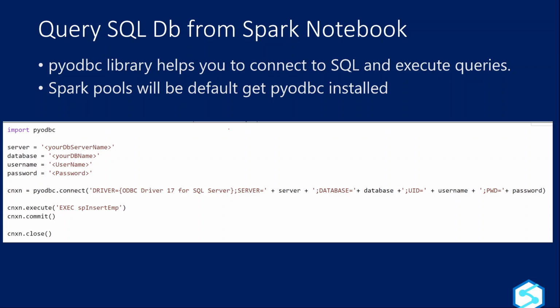So let's assume in real time, I have a SQL database, and I want to connect to that database from my Spark notebook and execute some queries or a stored procedure. That is the requirement. So let's see how to do that in a practical way.